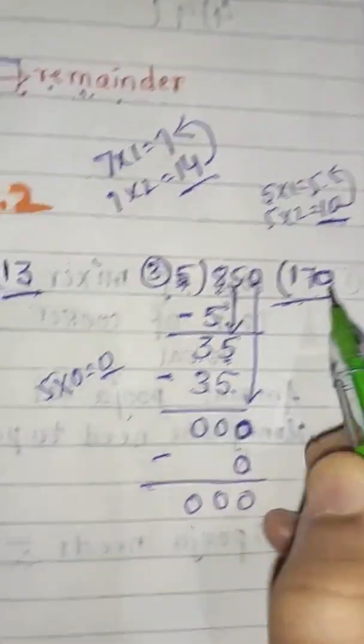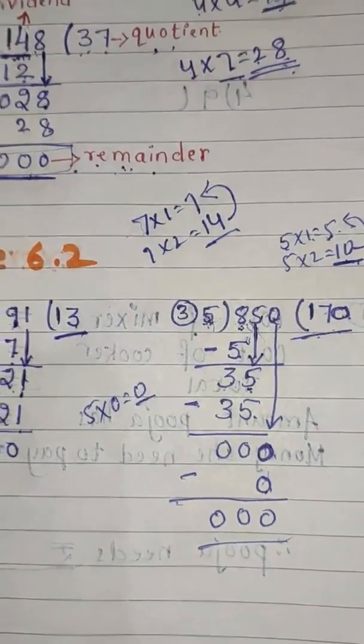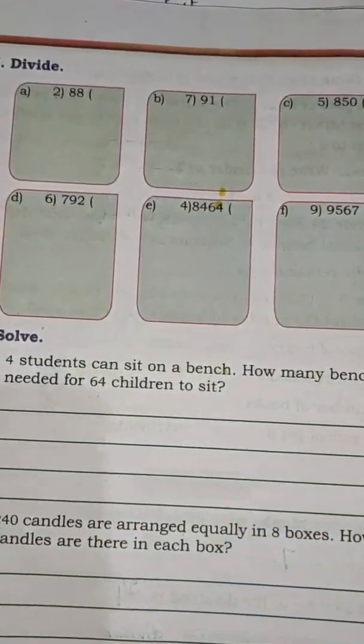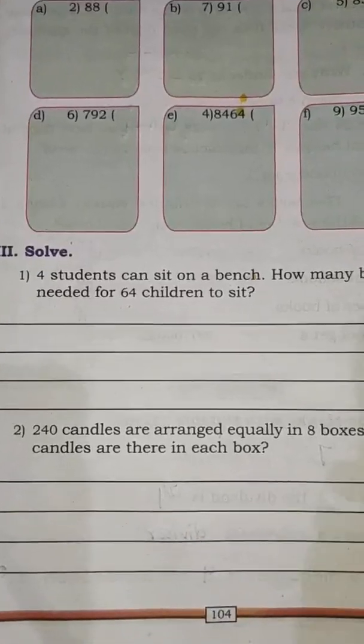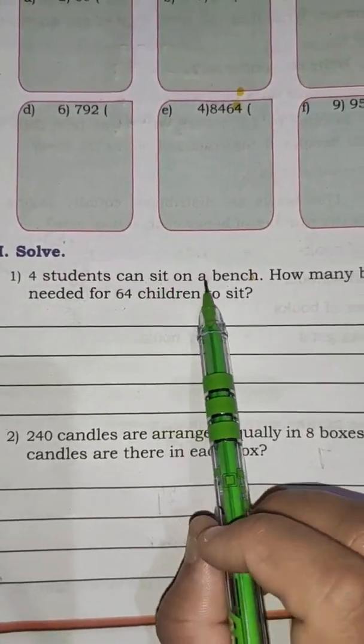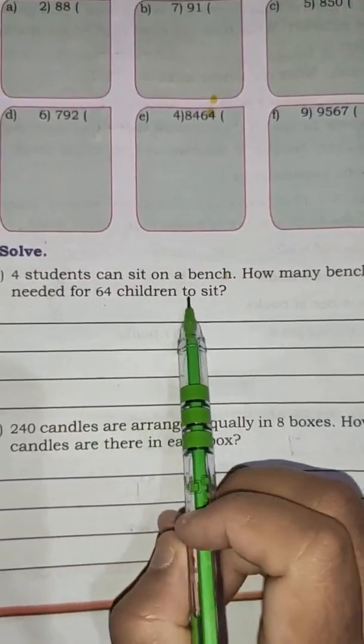170 is the quotient, whereas the 0 is the remainder. Understood, children? In the same way, you try to solve these 3 remaining sums by yourself. Okay. Now children, come to the third one. Solve. 4 students can sit on a bench. How many benches are needed for 64 children to sit?